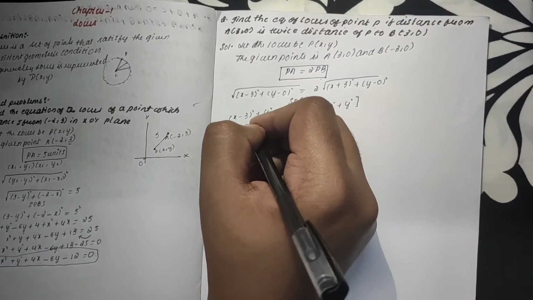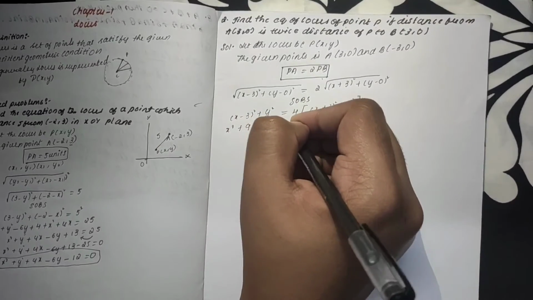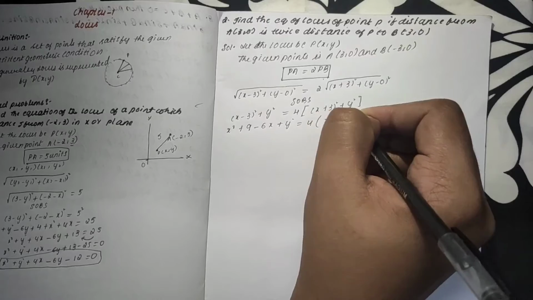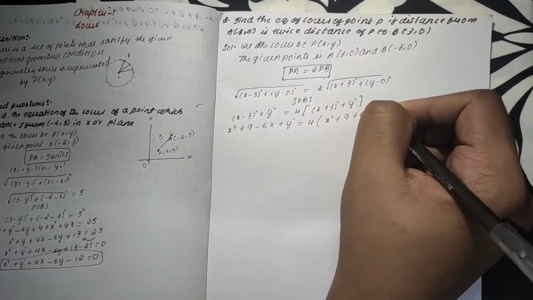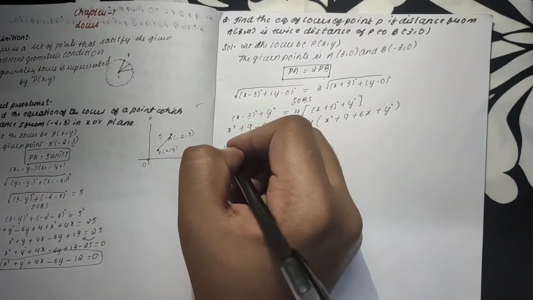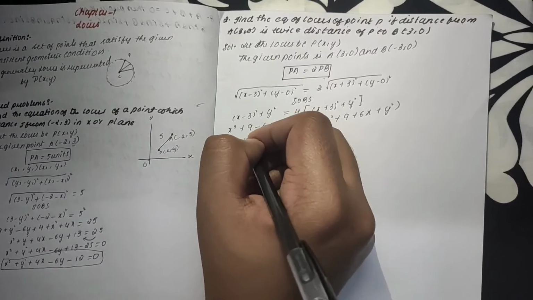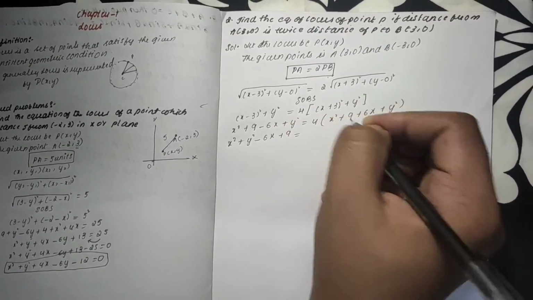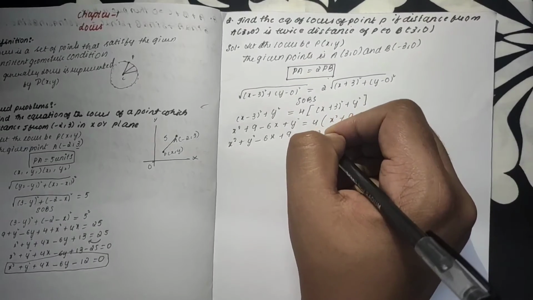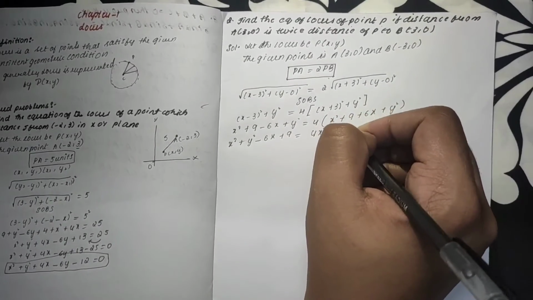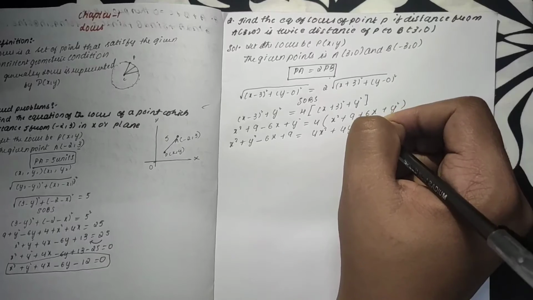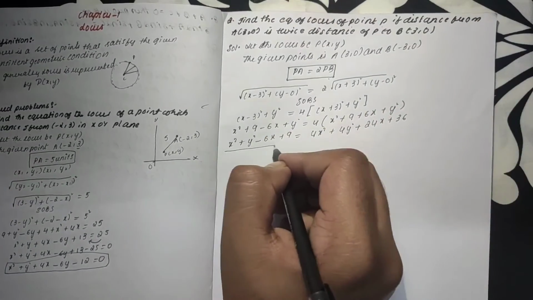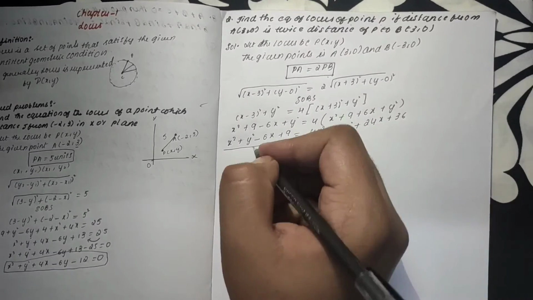x square plus 9 minus 6x plus y square is equal to 4 into (x square plus 9 plus 6x plus y square). x square plus y square minus 6x plus 9 is equal to, multiply this 4 inside the bracket, so this is 4x square plus 4y square plus 24x plus 36. Take these terms from LHS to RHS.